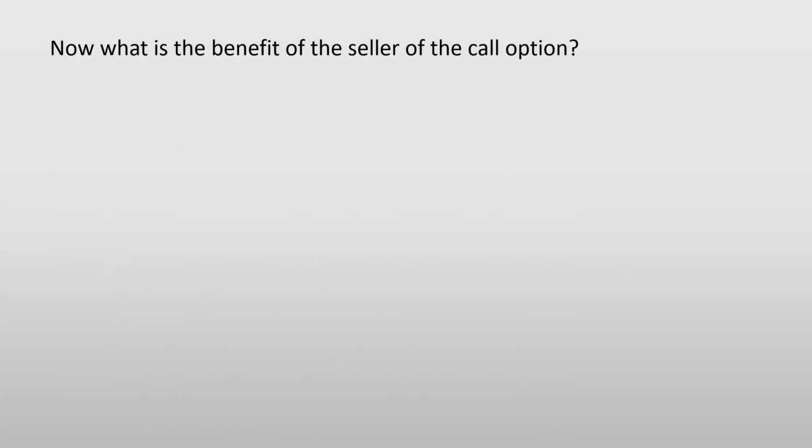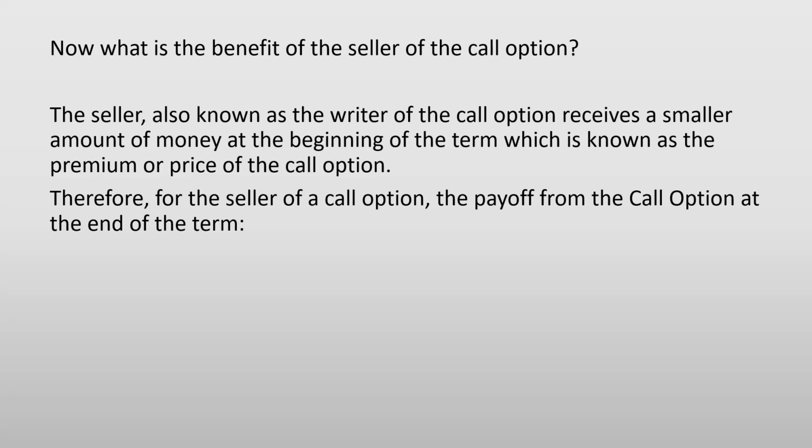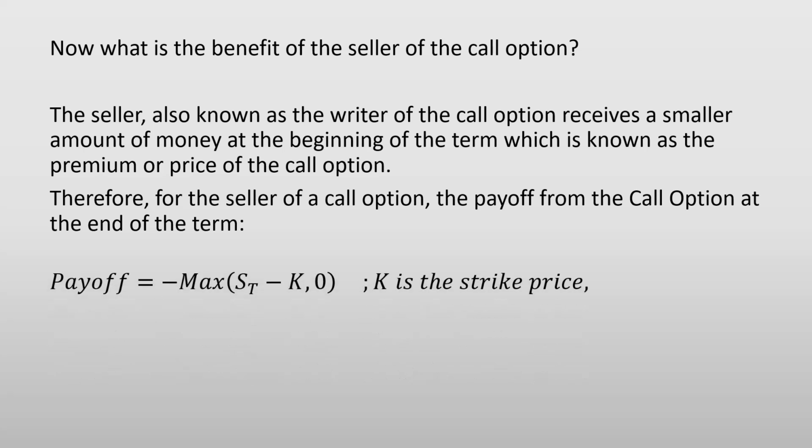So what is the benefit to the seller of the call option? This person is giving you a big opportunity, so he should have some profit. The seller, also known as the writer of the call option, receives a smaller amount of money at the beginning of the term, which is known as the premium or price of the call option. So for the seller of a call option, the payoff at the end of the term is just the opposite of the buyer's, that is, negative maximum of S_T minus K, or 0, where K is the strike price and S_T is the spot price at time T.